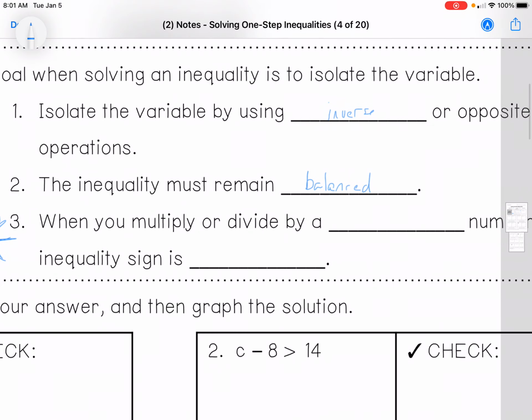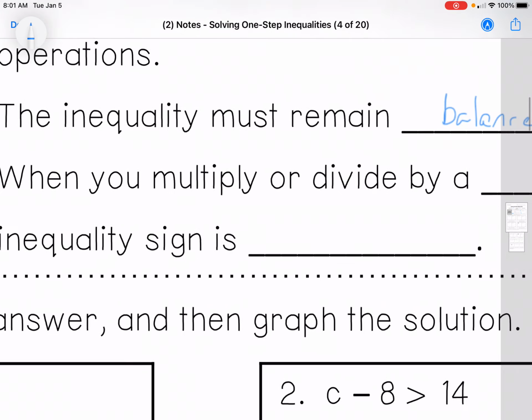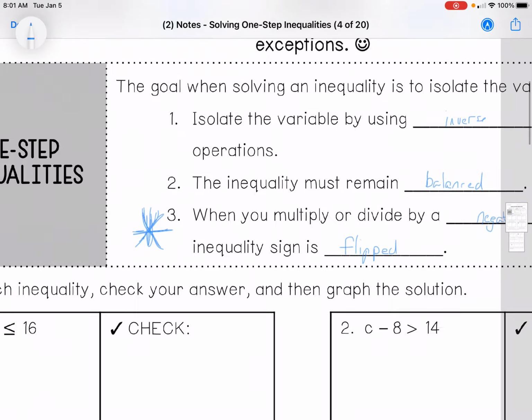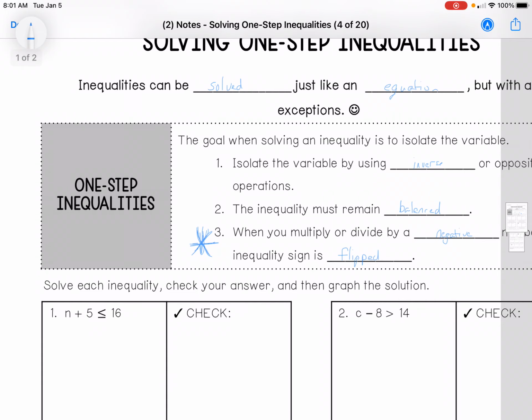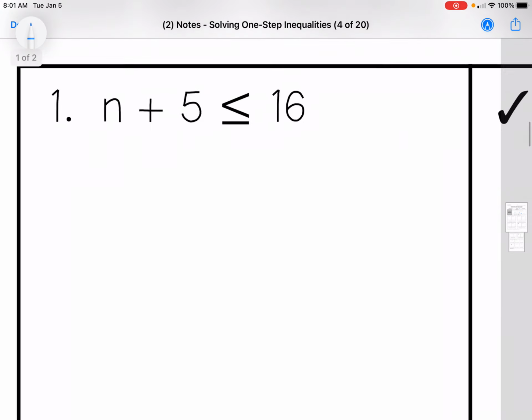All right, when you multiply or divide by a negative, not subtract, just multiply or divide by a negative, then the inequality sign is flipped, okay? And we're going to show you some examples down here at the bottom. Number 1 says solve each inequality, check your answers, and then graph the solution.